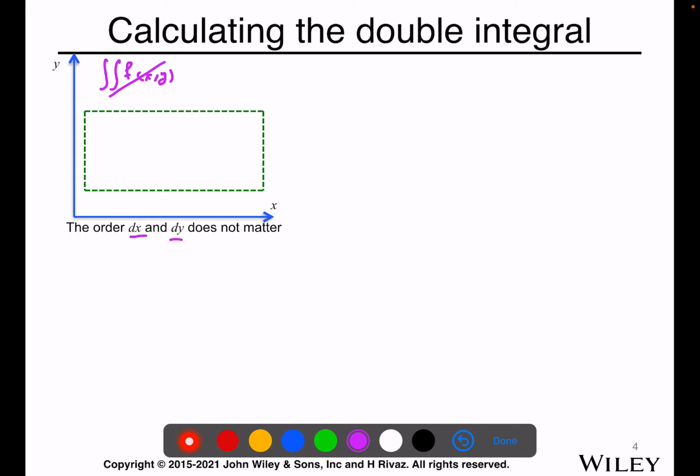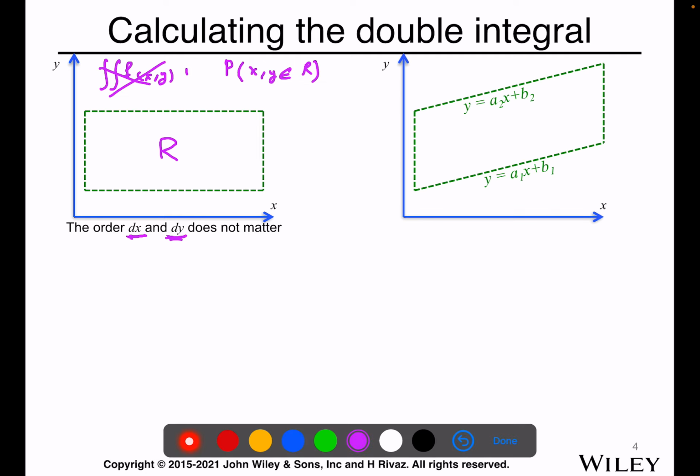Actually, no, I shouldn't say it like this because now I have to write dx, dy. So I have to write the order now. Basically, the question is calculate the probability that x and y are in some region, and this is our region here, right? So if our region is a rectangle like this, it doesn't matter if you integrate with respect to x first or with respect to y first.